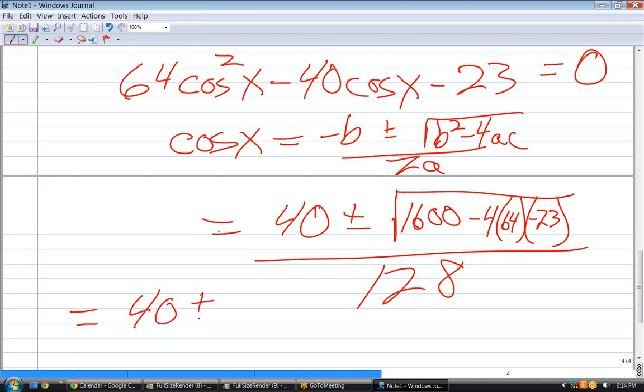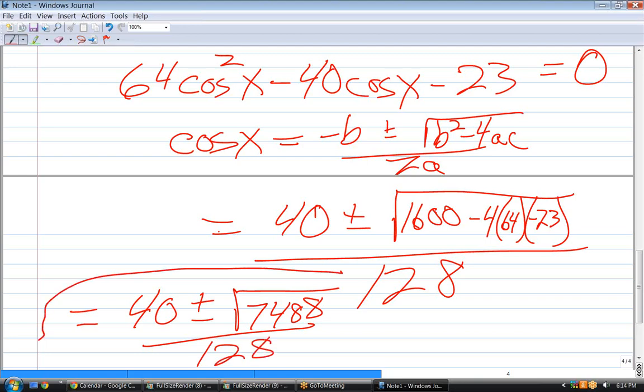Okay, so what was it before you took the square root of it? 7,488. So there's our answer for cosine of x. Which answer? Now let's see.